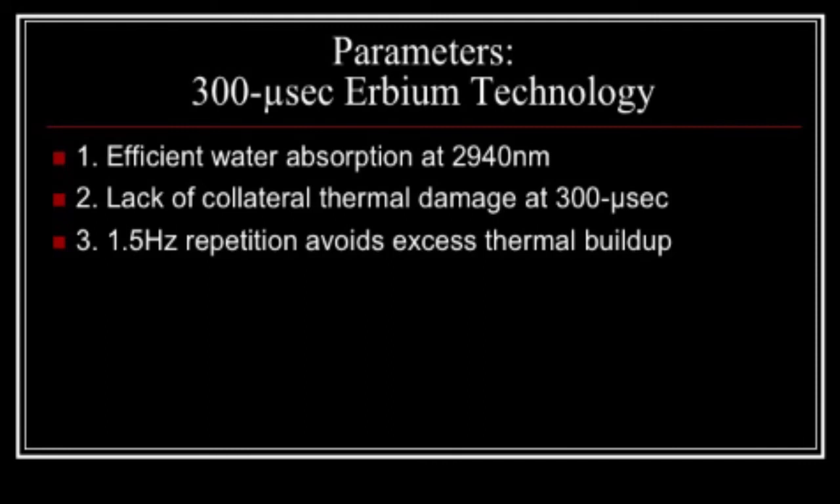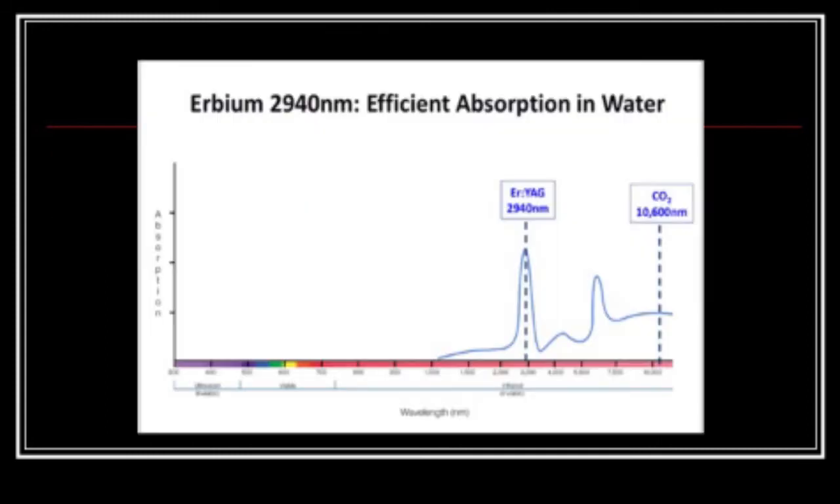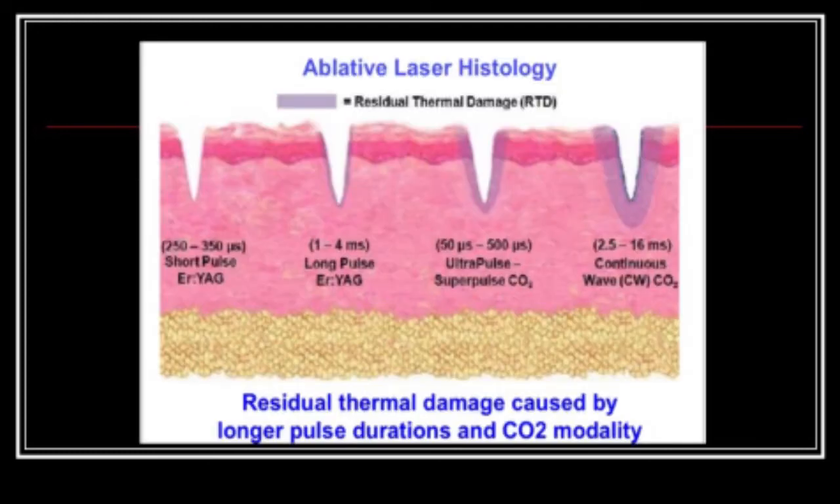What are the parameters? We know it's a very efficient absorption in water. There's a lack of collateral thermal damage because of the 300 micron pulse duration, and you can go as fast as 1.5 hertz. And that also helps to decrease the thermal buildup. This is again to show the absorption curve. This is the Erbium, that's the CO2. Same thing here, ablative laser histology to show how much thermal damage is left behind with different parameters and different wavelengths.